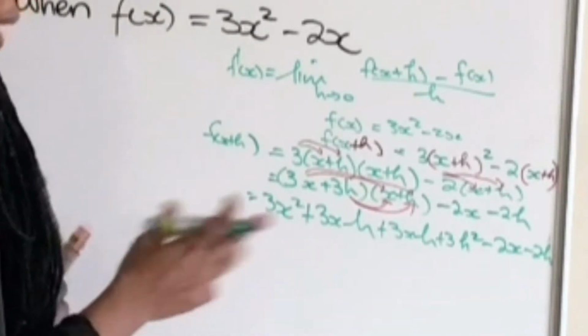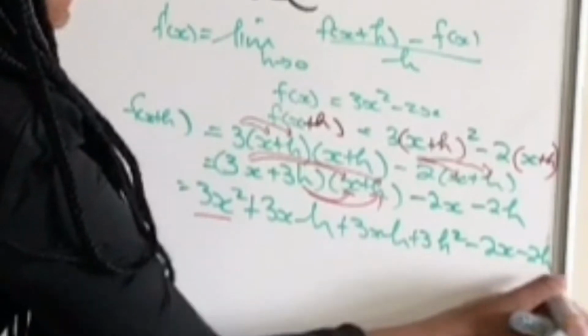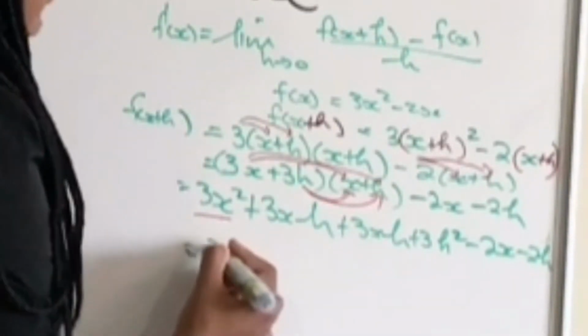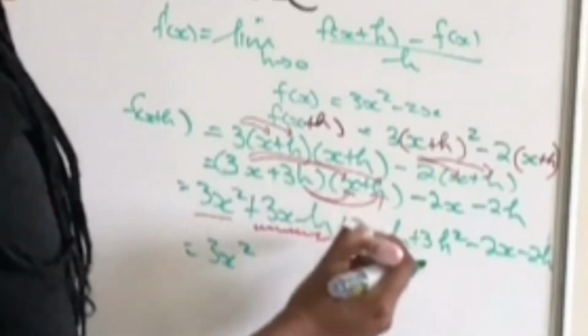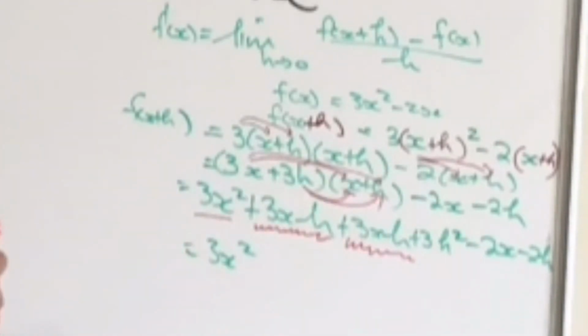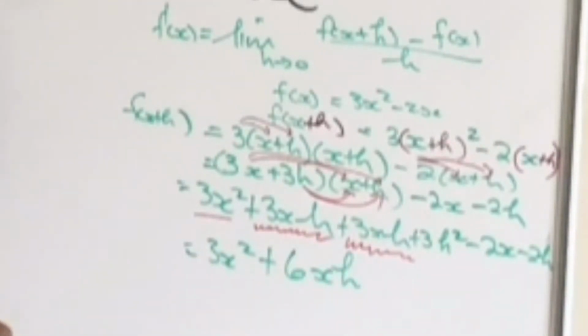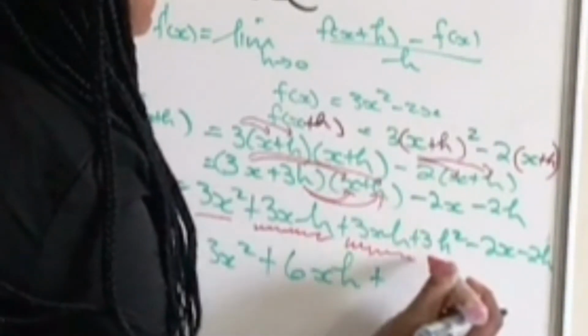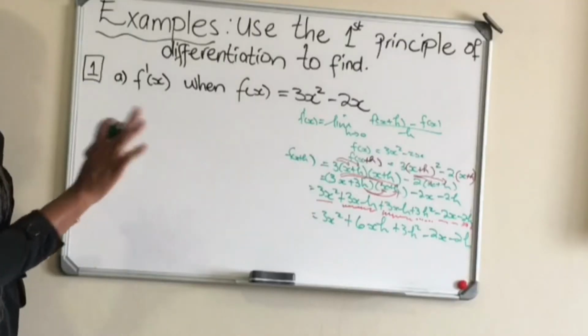Then we try to group the like terms. This is 3x squared. Do we have another 3x squared? We don't. So that's just going to be 3x squared. Then we see that here it's positive 3xh, and it's a like term to positive 3xh. So we can add them together, and that gives you positive 6xh. Then we have a positive 3h squared, so it's plus 3h squared, and then we have a minus 2x minus 2h. All those don't have like terms. We have simplified f of x plus h.